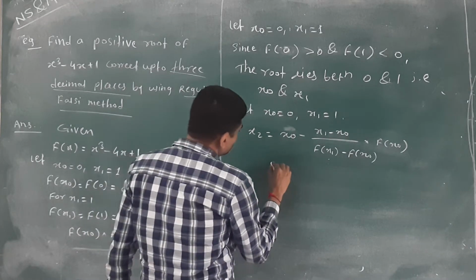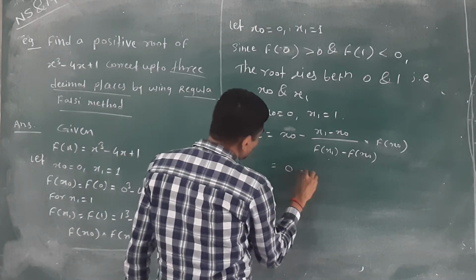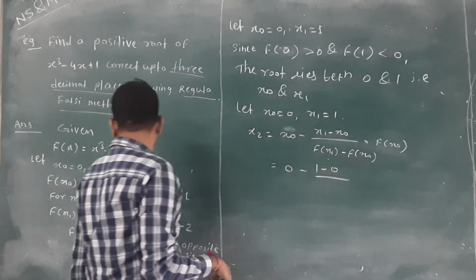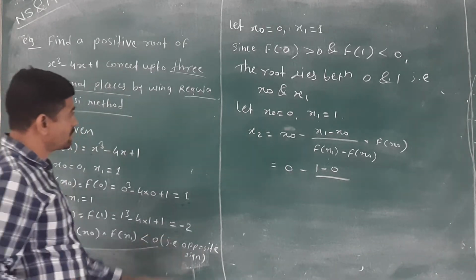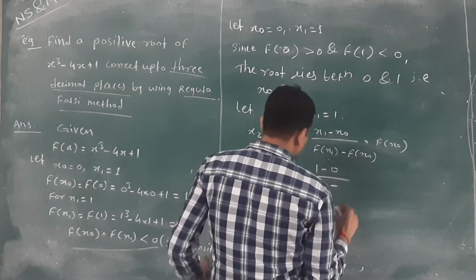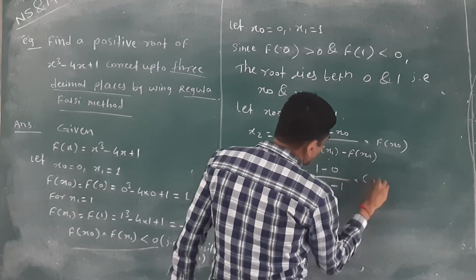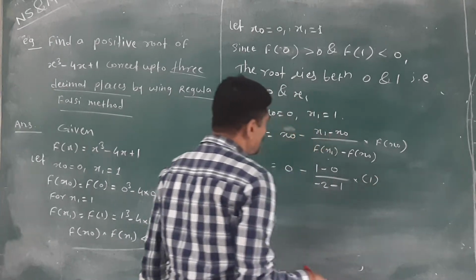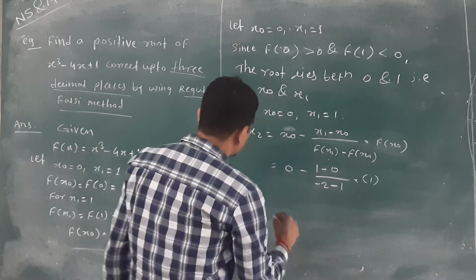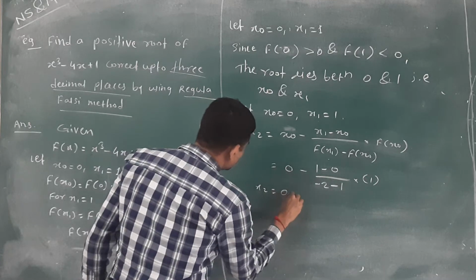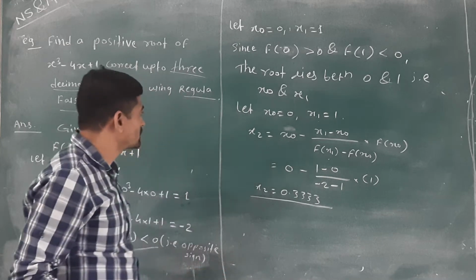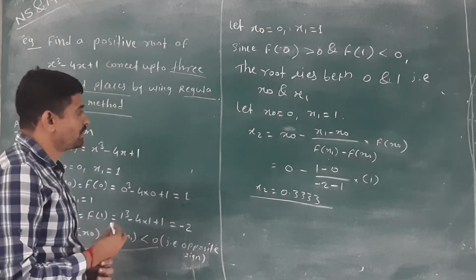Okay, what is the value of x2? x2 is equal to x0, which is 0, minus x1, which is 1, minus 0, times f of x1. What is the value of f of x1? It is minus 2. Minus 2 minus f of x0, which is a positive 1, times f of x0, which is 1. Check that when you solve this, you will get x2 equal to 0.333. You will get the positive value.